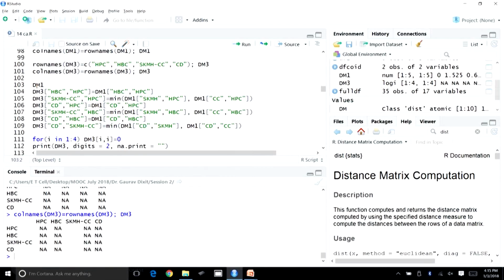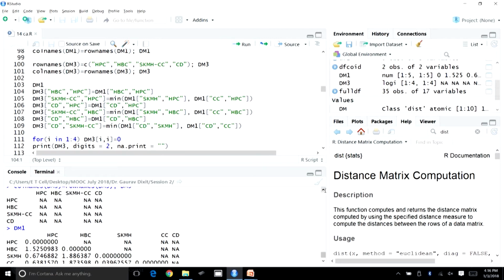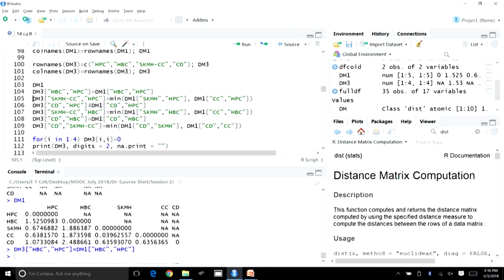Let us have a relook at this DM1. This is the DM1 5 cross 5 matrix having 5 cereals and the distances between them. Now if we look at our 4 cross 4 matrix, the first distance that we need to compute is between the cluster HBC and HPC. This value can be directly taken from DM1, as you can see here. Let us run this.